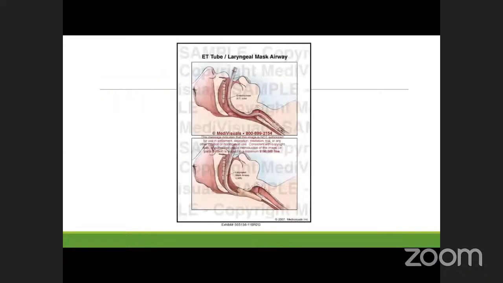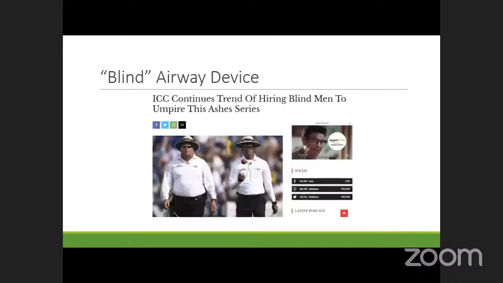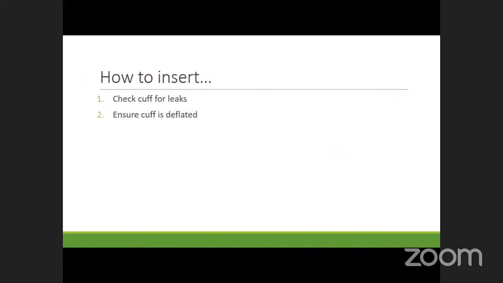So how to insert an LMA? It's super easy. I'll go back to a picture so you can get a view of it. Realize that it has that mask portion, and that's why they call it a Laryngeal Mask Airway. There is a cuff that you'll insert. Like any tube, you check the cuff for leaks, and then you deflate the cuff, apply lubricant, lift the chin, insert, inflate the cuff, attach the bag valve mask, and you're essentially done. Eight easy steps. It's designed to be very easy.